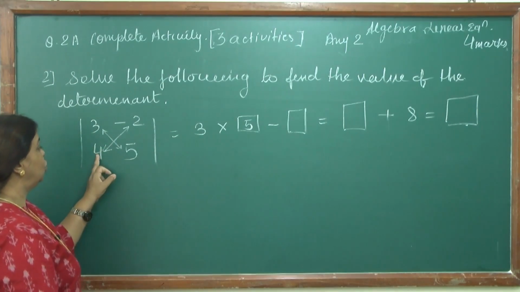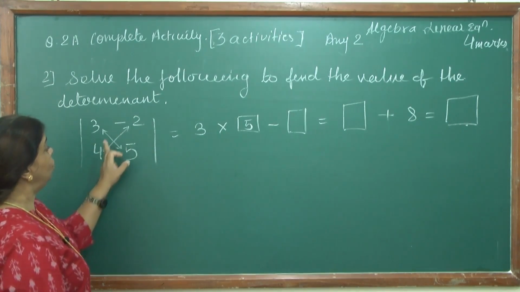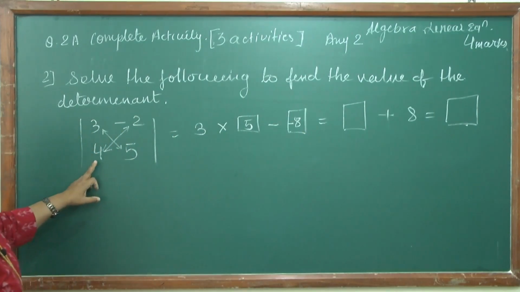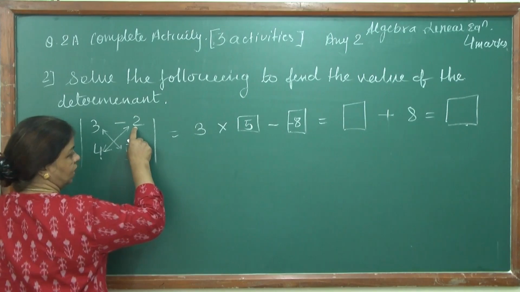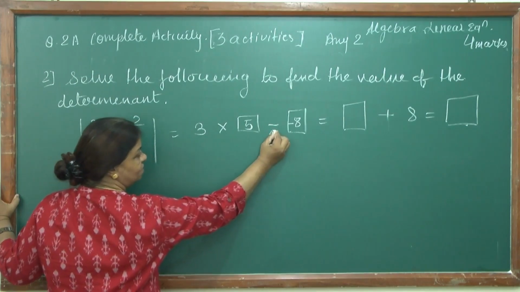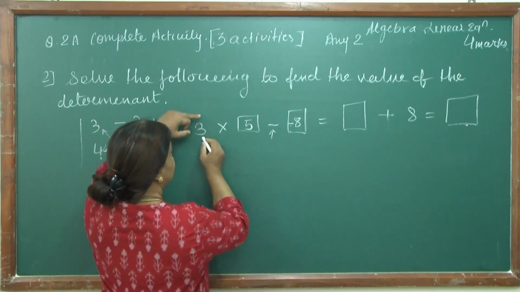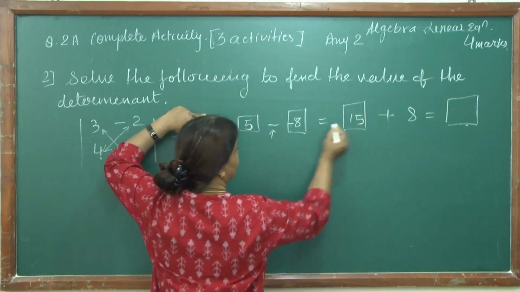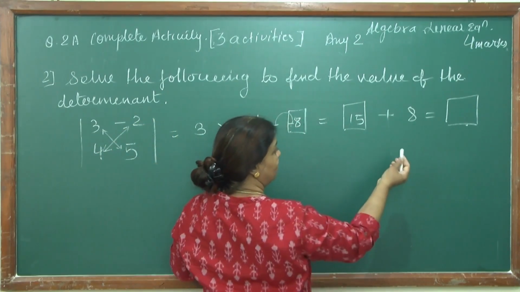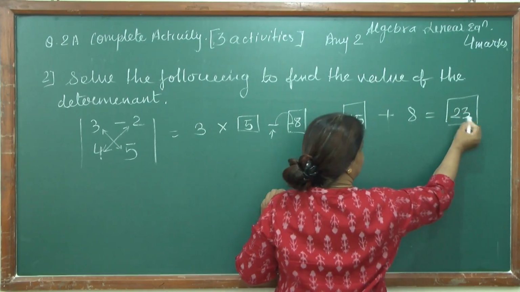Then what we have? This 2 to be multiplied. Then 4 into minus 2, that is -8. See, 4 into minus 2 is minus 8, and already because of the formula we are having minus. This minus we got when we multiplied this 2. So 3 into 5 is 15, and both minus minus will become plus. 15 plus 8 will be 23. So the answer is 23.